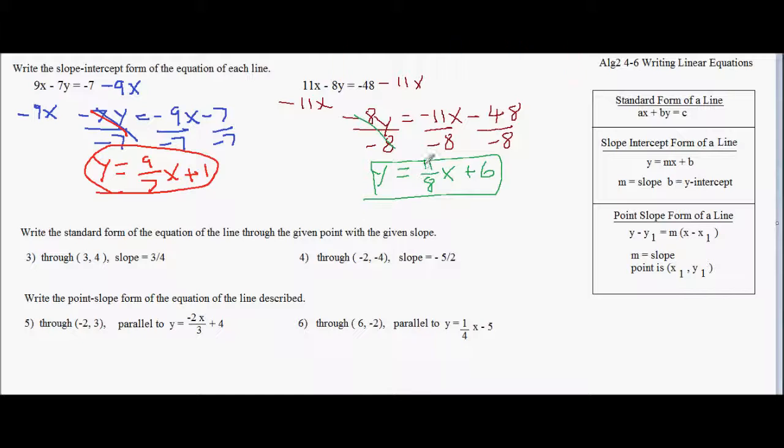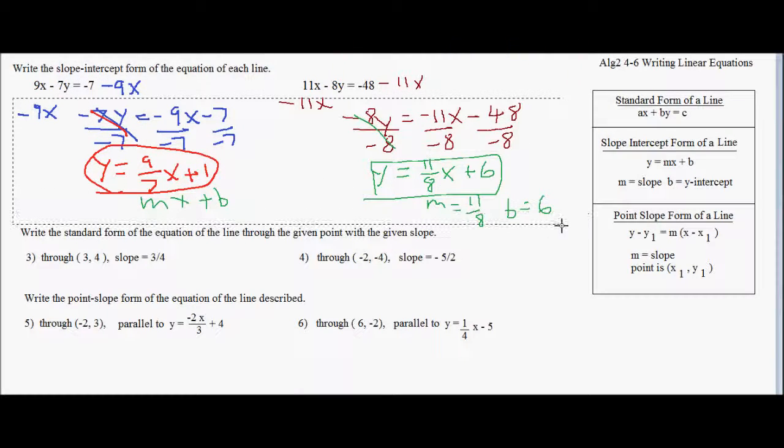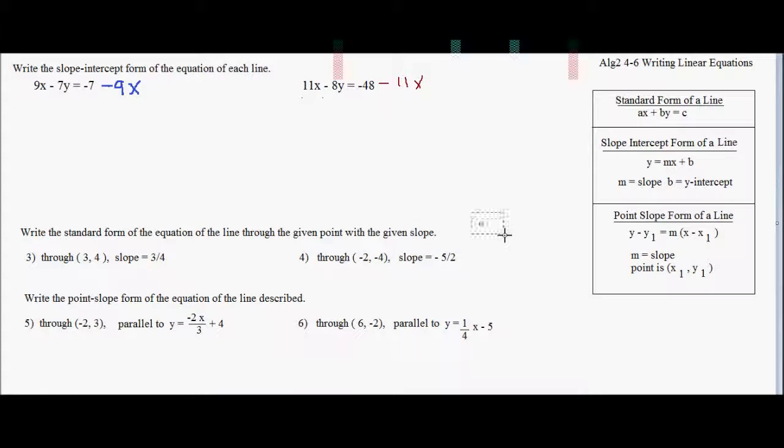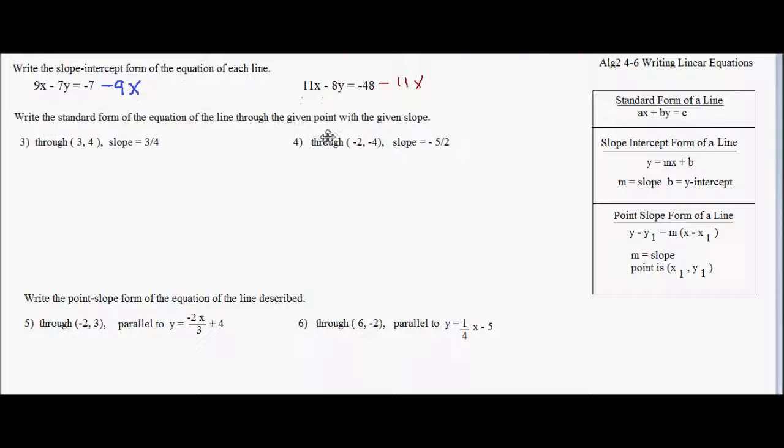So that's it. Y is, this is m. M is the slope, 11 over 8, and the y-intercept b is 6, right? Same here. The slope is m, and this is mx plus b, right? So the y-intercept is 1. Okay. So it's that. I'm going to go up here, move this up.